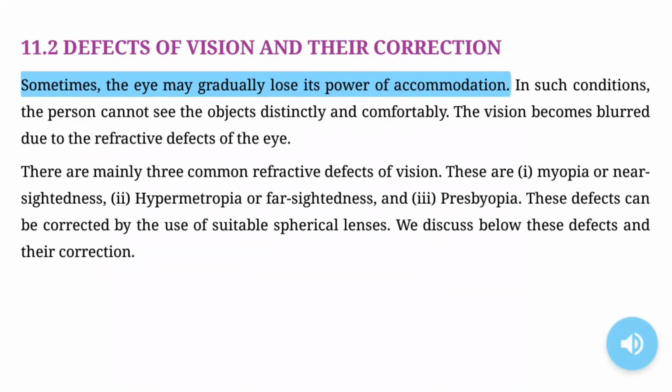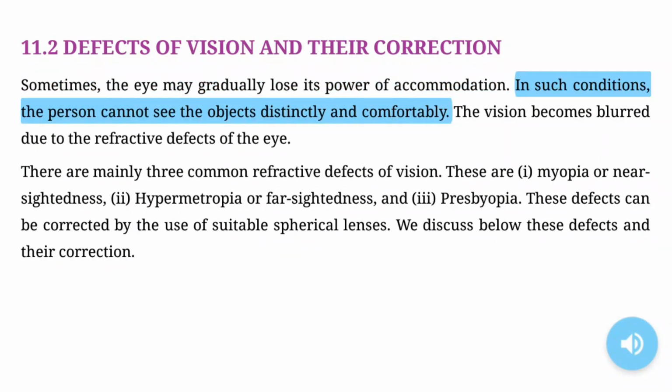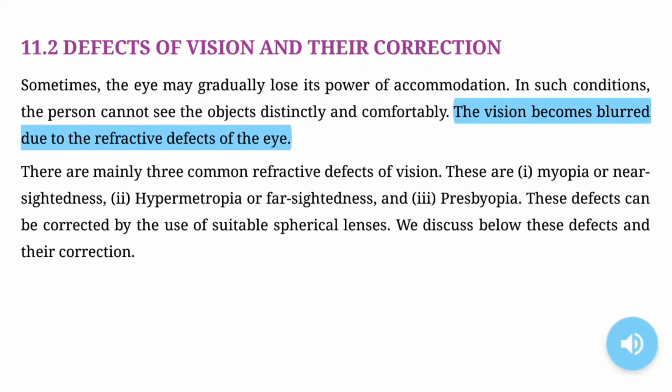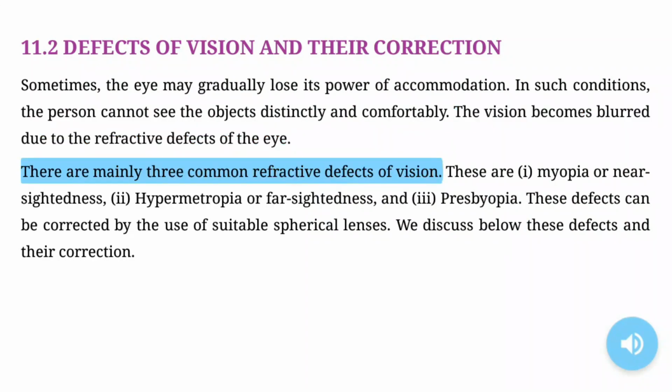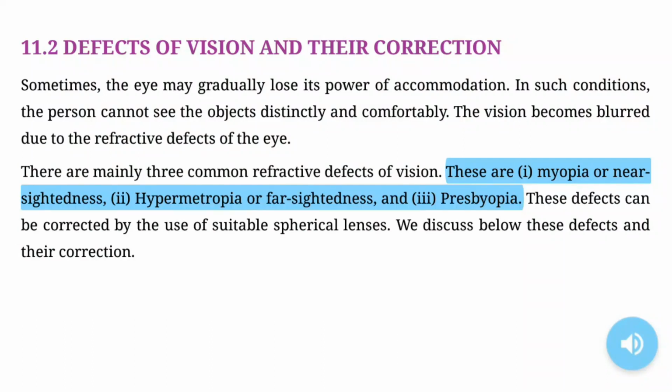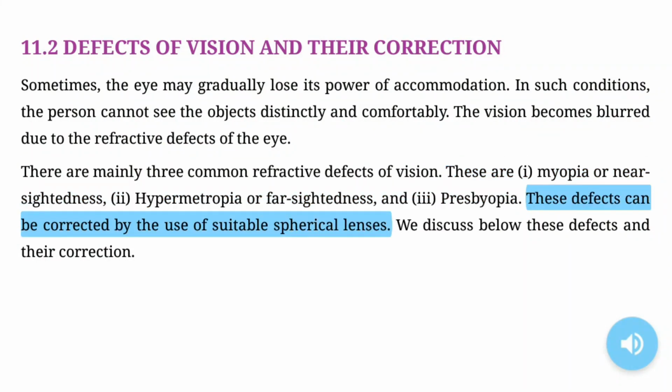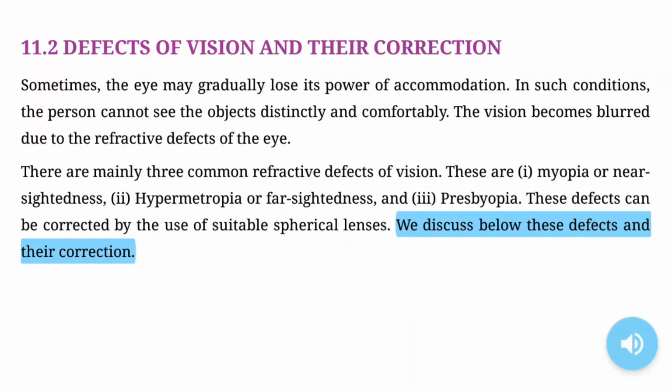11.2 Defects of vision and their correction. Sometimes, the eye may gradually lose its power of accommodation. In such conditions, the person cannot see the objects distinctly and comfortably. The vision becomes blurred due to the refractive defects of the eye. There are mainly three common refractive defects of vision. These are myopia or nearsightedness, hypermetropia or farsightedness, and presbyopia. These defects can be corrected by the use of suitable spherical lenses. We discuss below these defects and their correction.